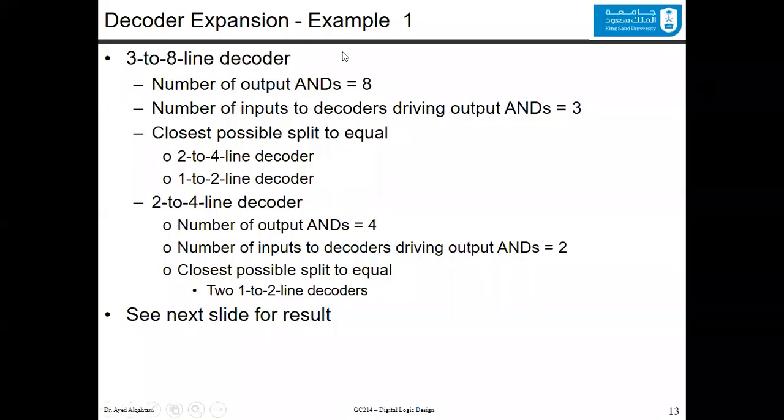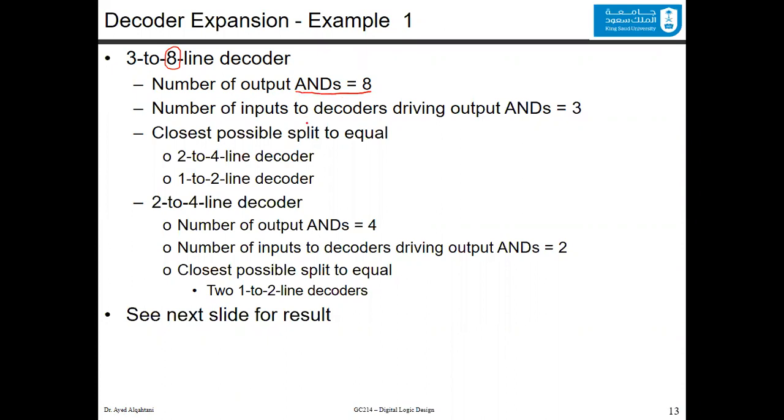So let's have this example, which is a 3 to 8 line decoder. Now, the number of outputs is 8. And since we have 8 outputs, we will have 8 ANDs.